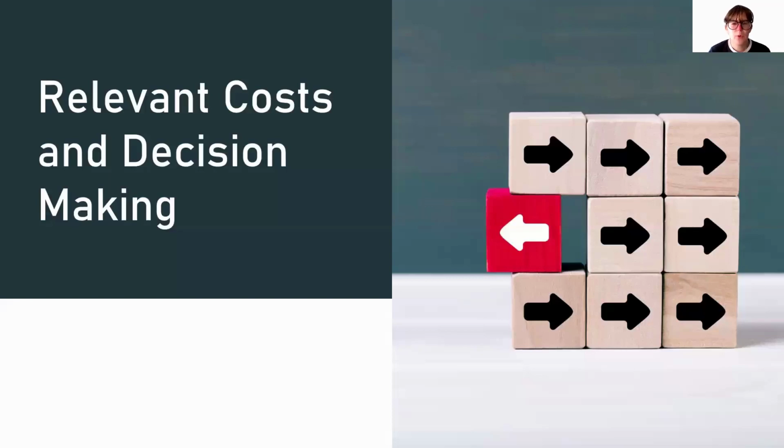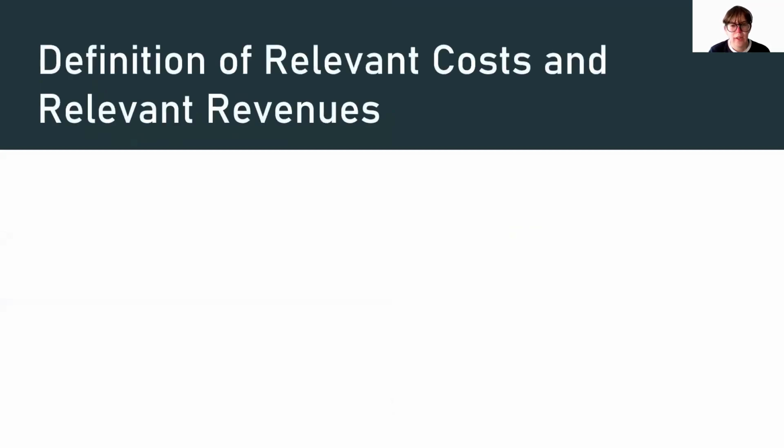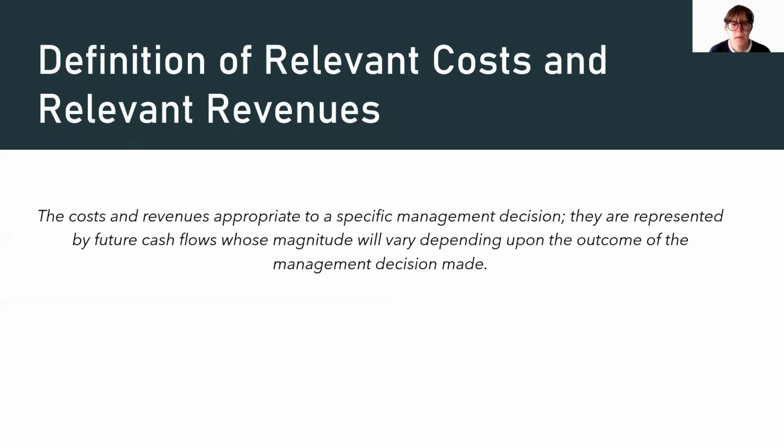In this video, we are going to have a look at relevant costs and how this affects the decision-making process. So first of all, we will have a look at what the definition of both relevant costs and relevant revenues can be defined as. So essentially, these are the costs and revenues which are appropriate to specific management decisions. They are represented by future cash flows whose magnitude is going to vary dependent upon the outcome of any management decision which is made.